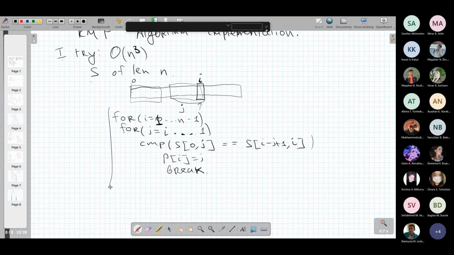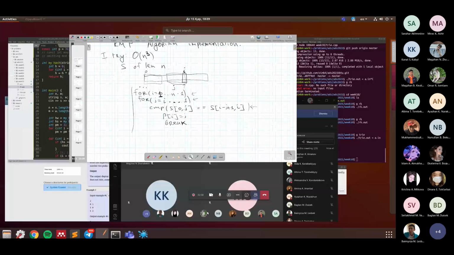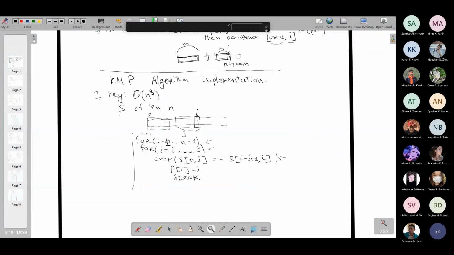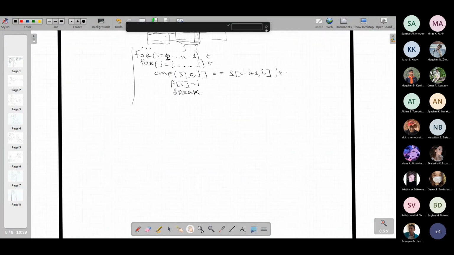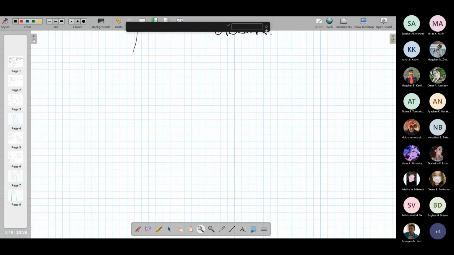That's the entire algorithm, which works in n cube time, because this is big O of n, this is big O of n, this is big O of n. But that is not effective. We don't want to do that. What we're going to do is something smarter than that. Second try: linear time.